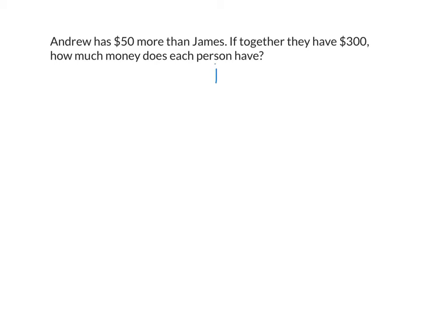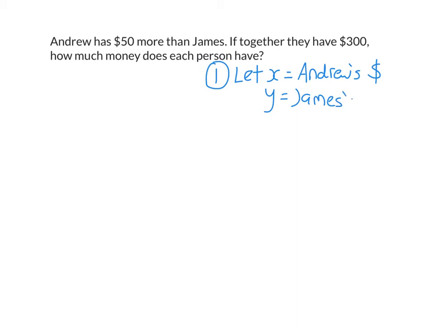So the first step to solve a worded problem using simultaneous equations, you need to define two variables. The magic number with simultaneous equations is 2. Two variables, two equations, two values. So we'll let x be one of the things we're trying to find. So let's let x equal the amount of money that Andrew has. Let y equal the second thing we're trying to find, how much money James has.